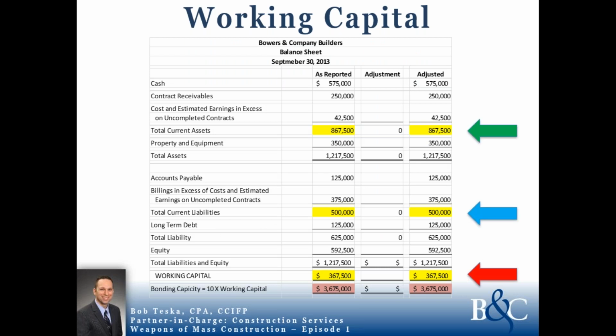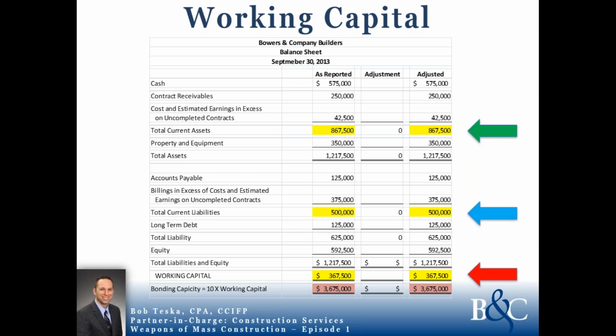So here's a balance sheet here of Bowers and Company Builders. And as you can see at the top, we have some current assets of cash, contract receivables, and then we have cost in excess from our work in process. The total of these three items are our current assets, and that's $867,500. And then if you move down to the liability section, you've got your accounts payable here and your billings in excess, and the total of those are $500,000. Those are your current liabilities. So your working capital calculation is this $867,500 minus this $500,000 gives you your working capital down here of $367,500.